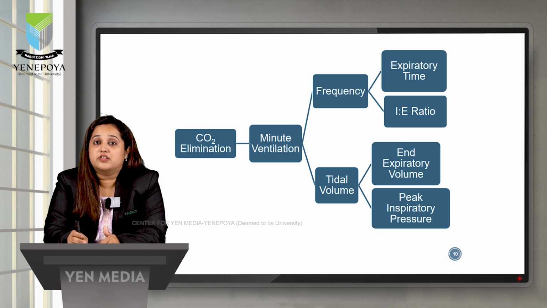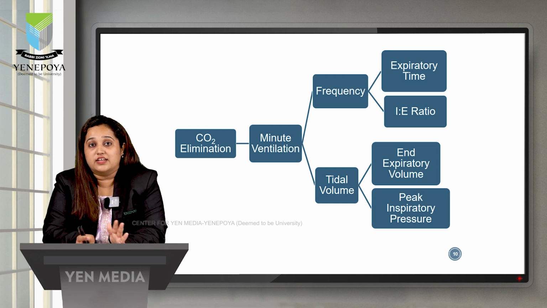So this peak inspiratory pressure will vary somewhere between 12 centimeters of water to 18 centimeters of water. Again, it will change from disease condition to disease condition. Conditions with more resistance will require higher PIP compared to conditions with lesser lung resistance.